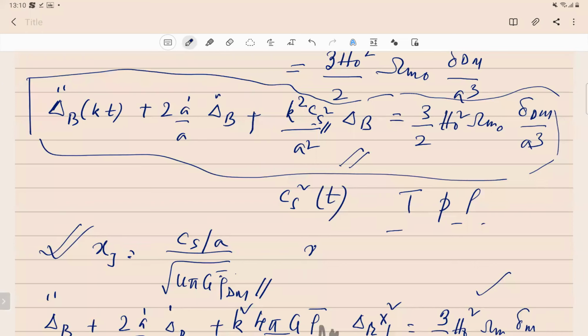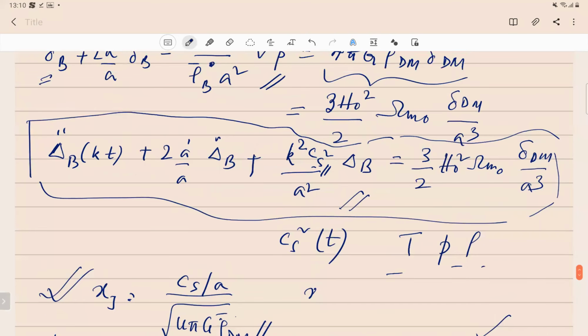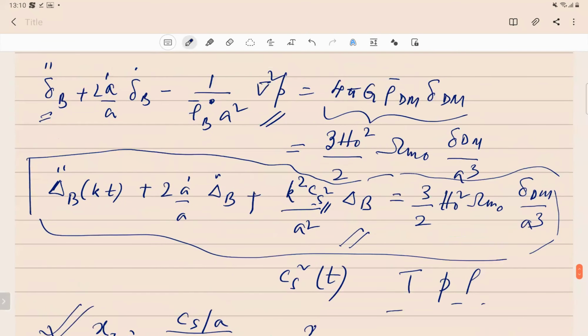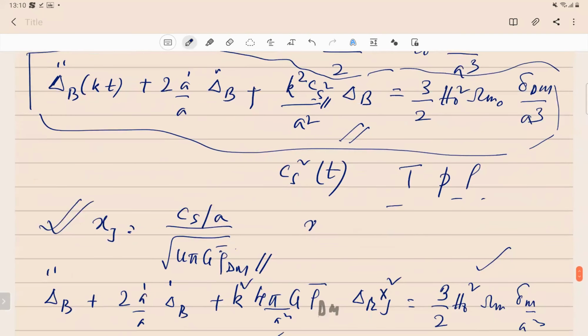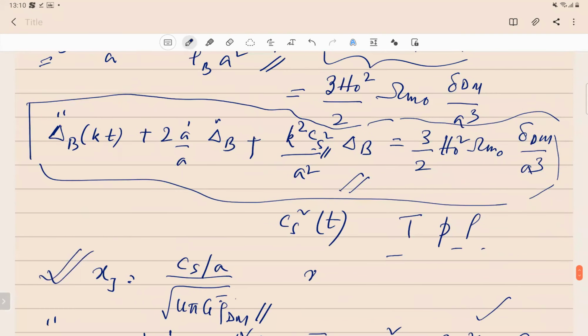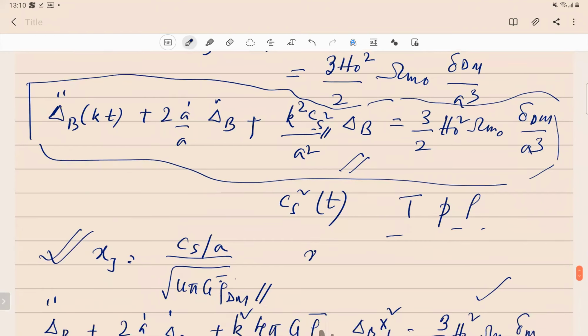Hello, am I audible? Yeah. Okay, sir. So I just have missed the relation between the fluctuation of baryons and the fluctuation of dark matter. So can you please repeat it once again? Like, you have mentioned that x_J squared k squared much greater than 1 defines something. So okay, did you get to the equation at least, how we obtain this equation?